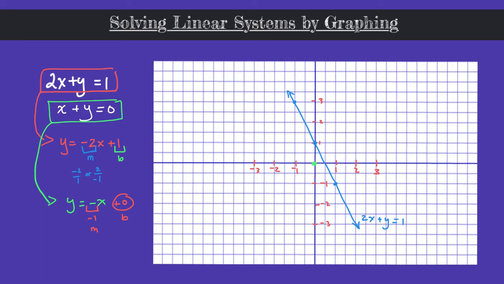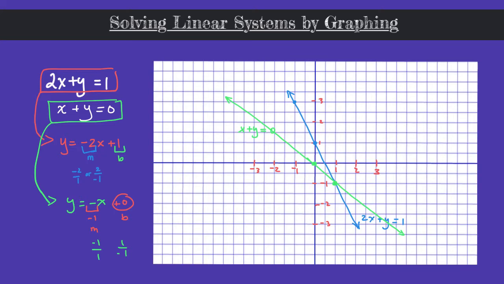In order to use the map that the slope gives us, I can fall once and go to the right once, or I can rise one and go to the left once. I'm going to choose to fall once and go to the right one. And so I can connect my dots. In this case, like I said, I'm going to freehand it, but you should probably use a ruler. And that is the graph of x plus y is equal to 0.